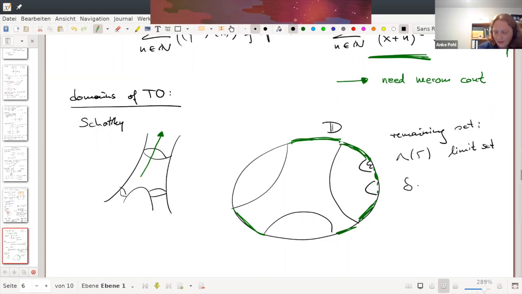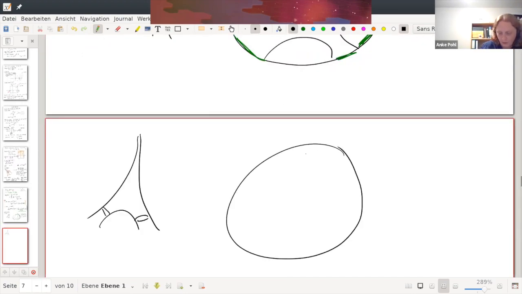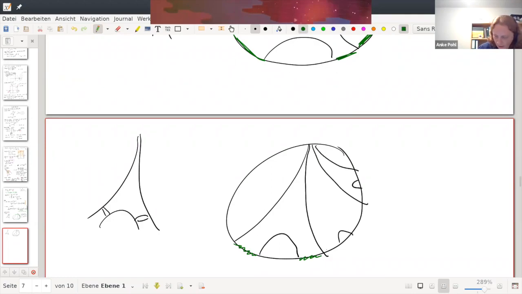And this famous delta, by the way, is the dimension of this limit set. So in our situation, when we have a cusp, the fundamental domain looks like this, for example. It's just a simple fundamental domain. You do the same game. So you're not interested in anything here, and then also all these neighboring fundamental domains. You're not interested in this and this and this and this. And you will also end up with a set of remaining points, which is then of course the limit set.